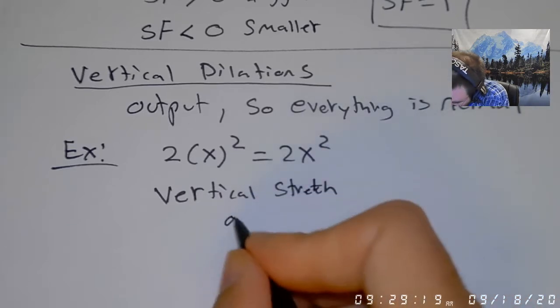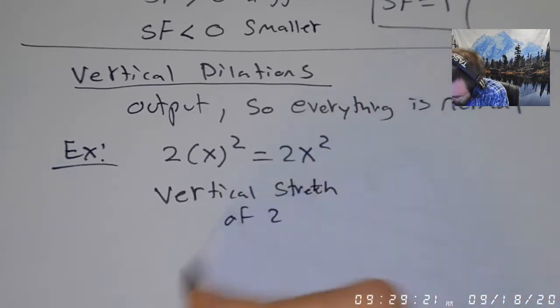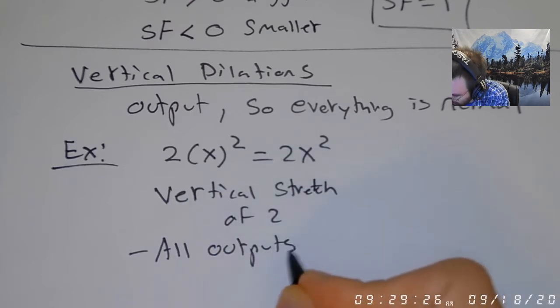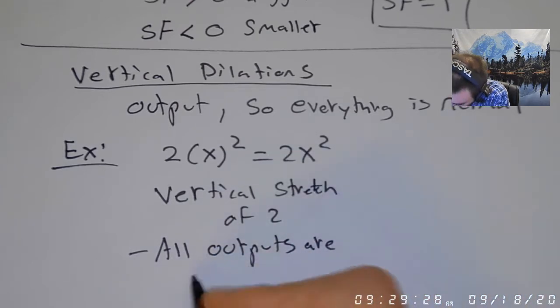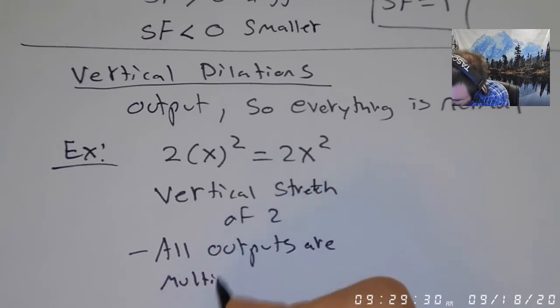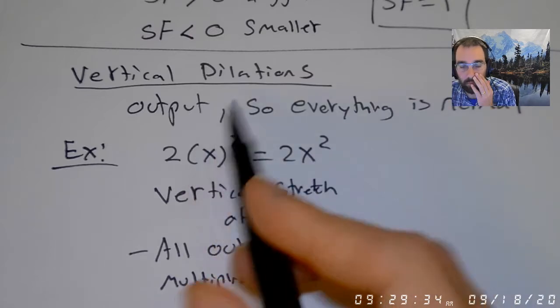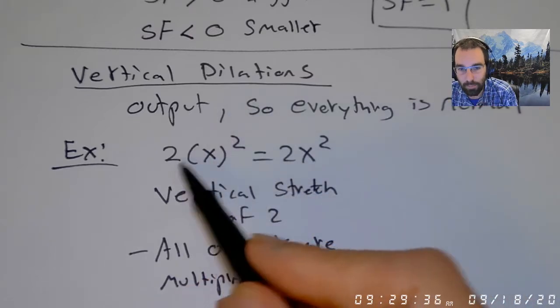Okay, of 2, okay? And what does that mean? It means all outputs are multiplied by 2. So remember, with the vertical dilation, it's really easy because it happens after the function.